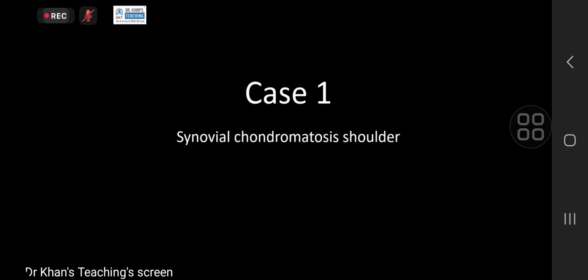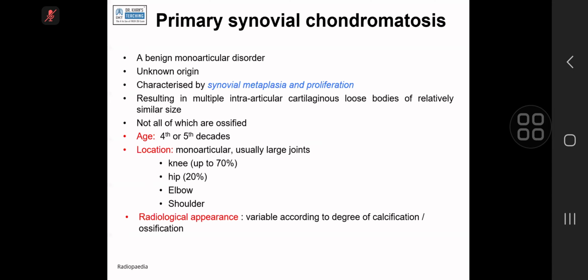Right. So this case was synovial chondromatosis of the right shoulder. It was what we call an observation film, where a subtle asymptomatic or incidental finding was picked up incidentally on a chest X-ray done for some other clinical reason. Now let's revise quickly synovial chondromatosis. It is a benign monoarticular disorder, of unknown origin. Basic pathology is that there is synovial metaplasia and proliferation.